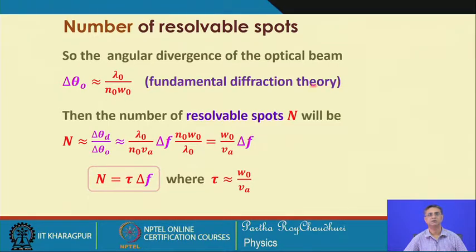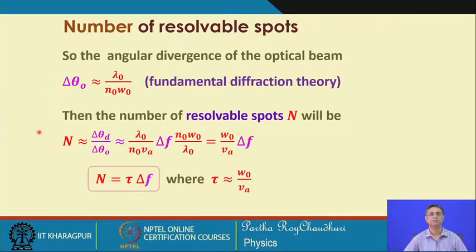So, this comes from the fundamental diffraction theory. Then the number of resolvable spots n will be given by the range of the deflection angle divided by the angular divergence of the total beam. Therefore, this will be given by this equation. We can just replace this delta theta by this quantity, and delta theta d is already lambda 0 by n 0 into acoustic velocity. So, this n turns out to be W 0 by V A into W f.